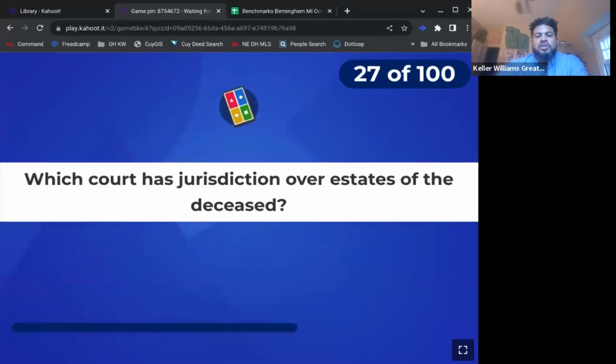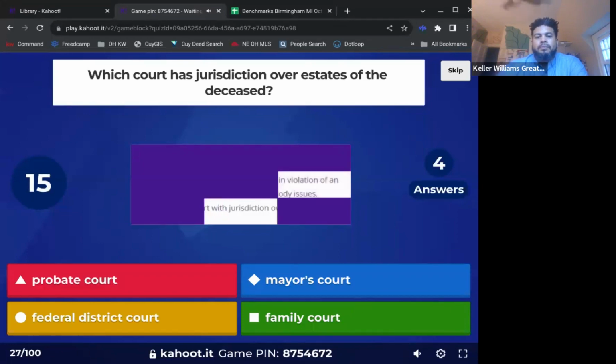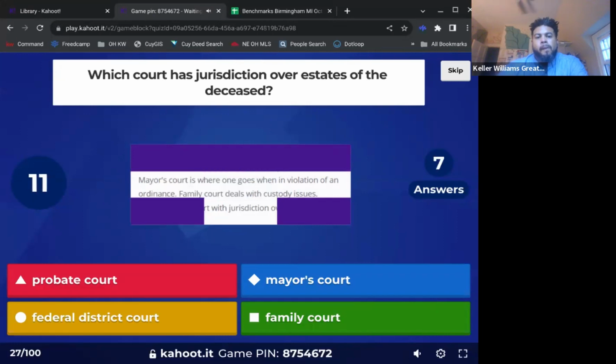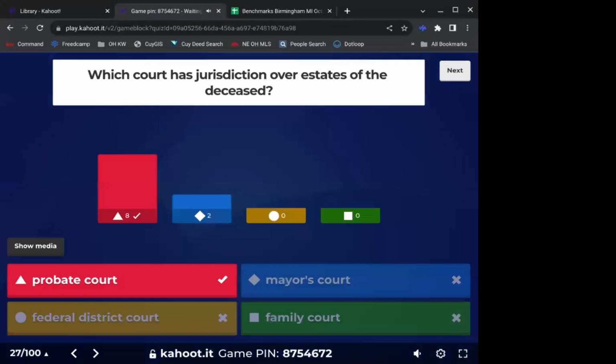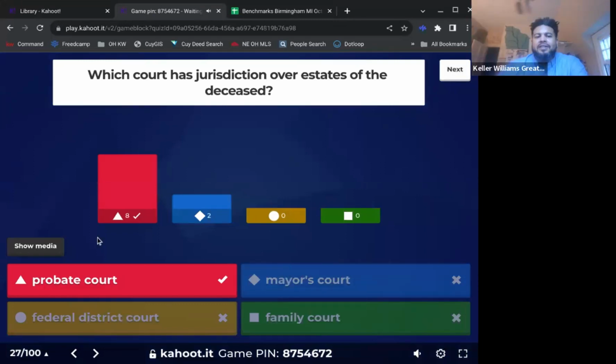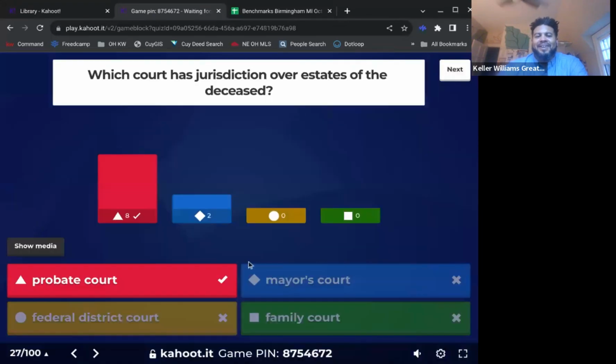Which court has jurisdiction over estates of the deceased? Probate. That's correct. That media thing got some of you at the mayor's court by throwing that in there. Yeah, probate court. Anytime someone is dead, it goes to probate court.